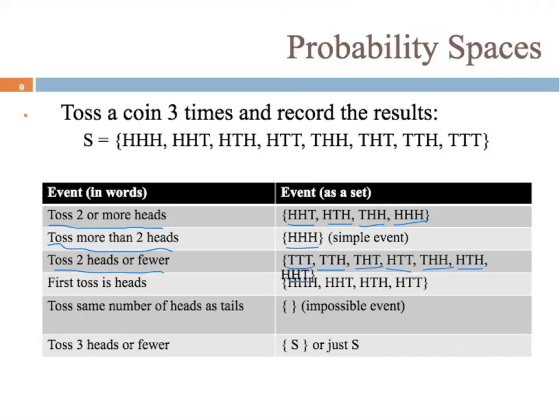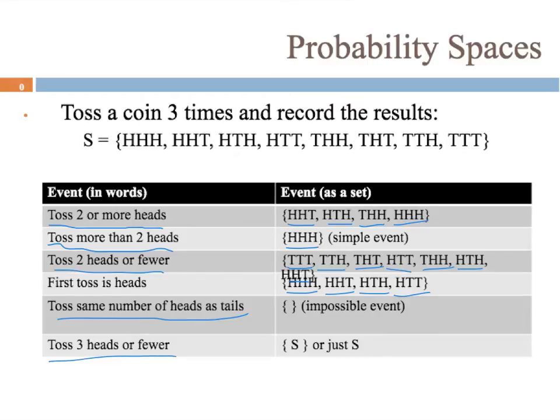First toss is heads. So heads, heads, heads, heads, heads, tails, heads, tails, heads, heads, tails, tails. So 4 out of that 8. Toss the same number of heads as tails. Well, since there's an odd number of flips here, that's going to be impossible. It's either going to be 2 and 1, or 1 and 2, 0 and 3, or 3 and 0. There can be no tie.